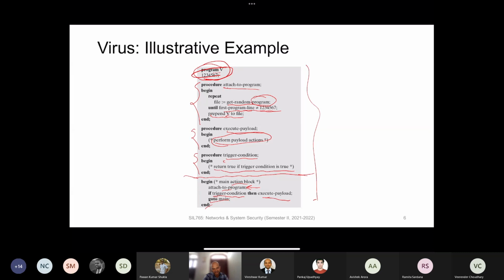So for instance, if this virus is going to be utilized for spying activity, then you go ahead and read some information, some data, and then send that data over the internet. So this is a very nice way of demonstrating those different phases of a virus as well.